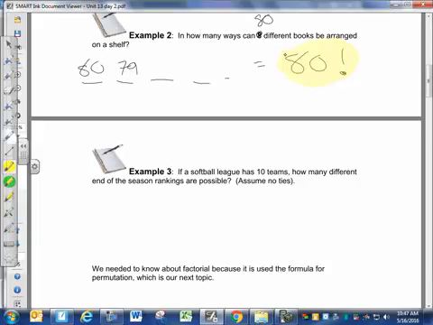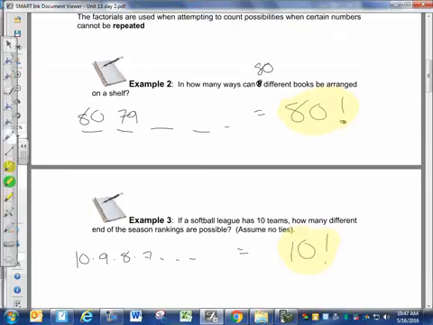Okay? So if a softball league has 10 teams, maybe 100 teams. Let's just go with 10. How many different end-of-season rankings are possible? Well, again, it's 10 times 9 times 8, but instead of writing this all out or doing it in your calculator, you can just say it's 10 factorial. Your calculator probably can get an answer for that, but you can just leave it as 10 factorial. Exclamation points in math.